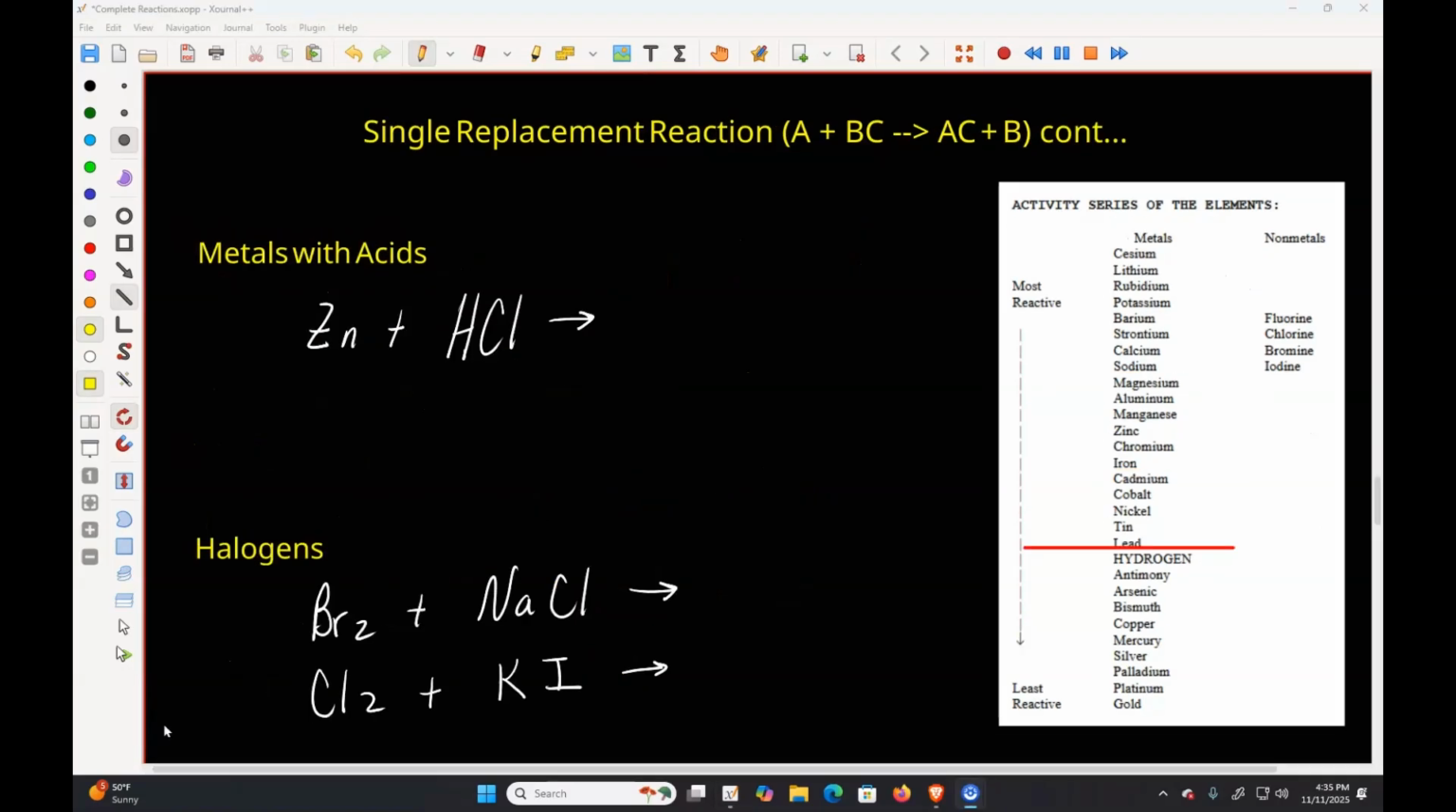If I add an acid and a metal together, it's going to form salt plus hydrogen gas, with any metal more active than hydrogen, assuming that the acid is not nitric acid. Zinc plus hydrochloric acid is going to make zinc chloride plus hydrogen gas.